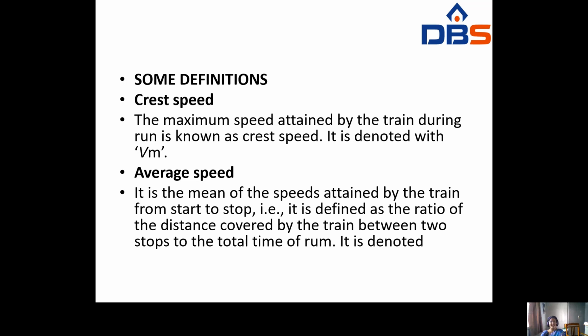Crest speed. What is the meaning of crest speed? The maximum speed attained by the train during the run is known as crest speed. Whenever the train is in running position, the maximum speed attained by the train at that time is called crest speed, and it is denoted with Vm.